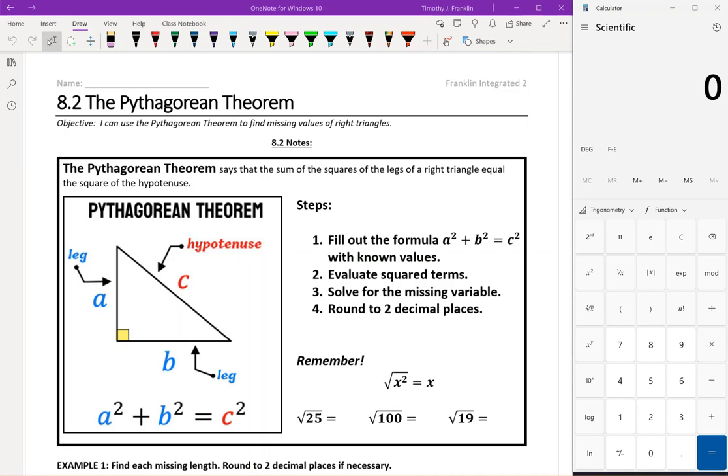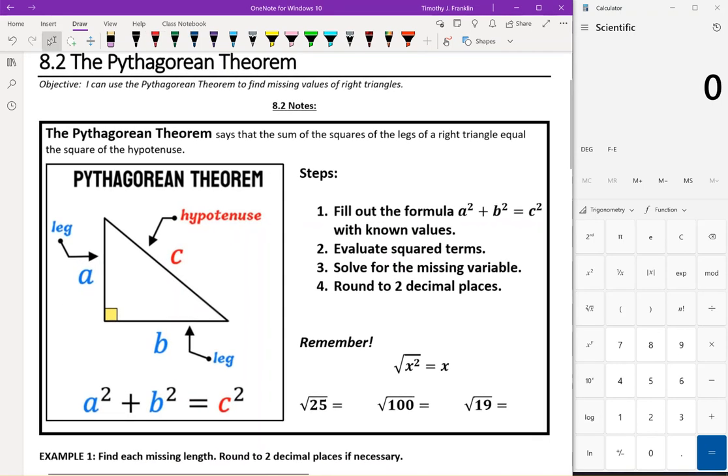All right, in these notes today, we're going to take a look at the Pythagorean theorem, which is a very well-known theorem in geometry dealing with the side lengths of right triangles. So the Pythagorean theorem says that the sum of the squares of the legs of a right triangle, which is a triangle with a right 90-degree angle, equals the square of the hypotenuse.